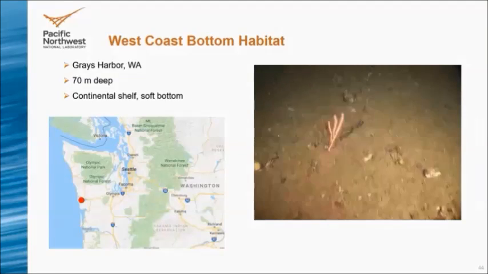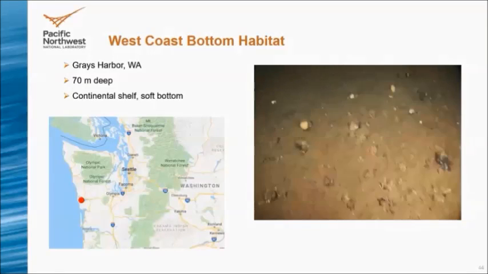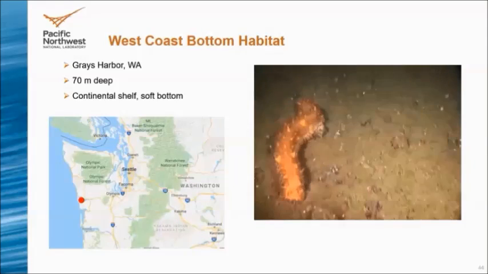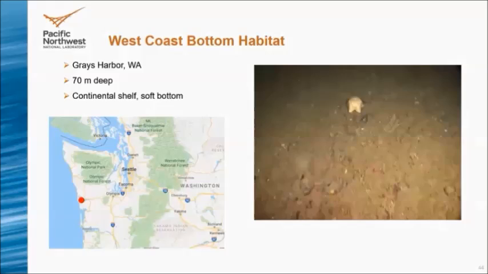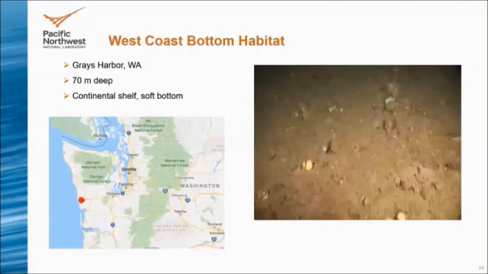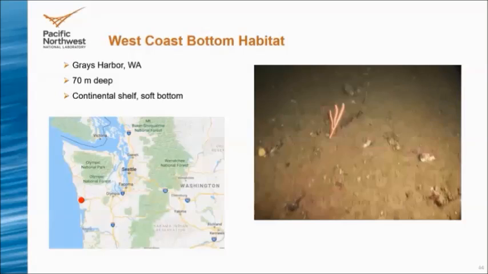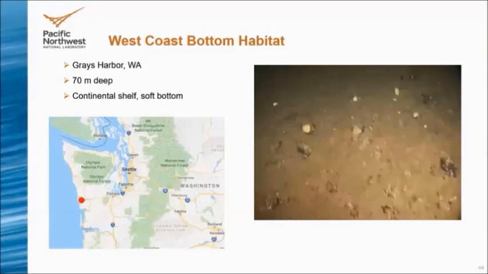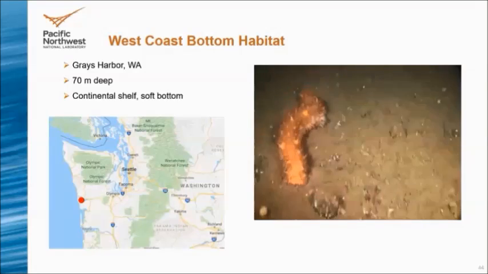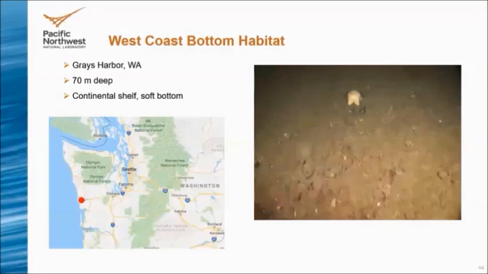This next video is out of Grays Harbor, a little bit north in Washington. This video is 70 meters deep and, again, is showing the soft bottom habitat. There's definitely marine life here, but very little of that is rare marine life. We do have some deep water coral and sponges off the northwest coast, but we're just beginning to discover where they are, and they're a bit deeper than this.